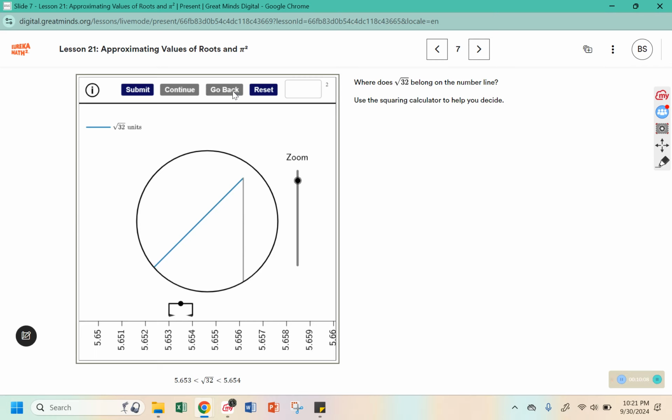Those are both too short, so I need to move up on the number line. Still too short. And then I have one that's too short and one that's too long, so this is correct, meaning that it's between 5.656 and 5.657.